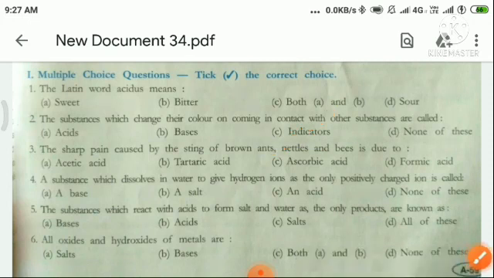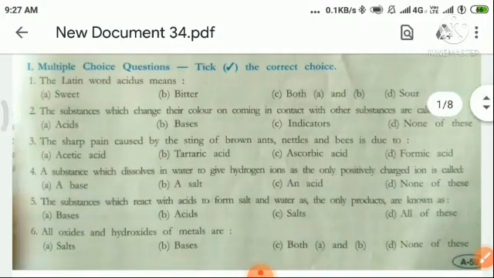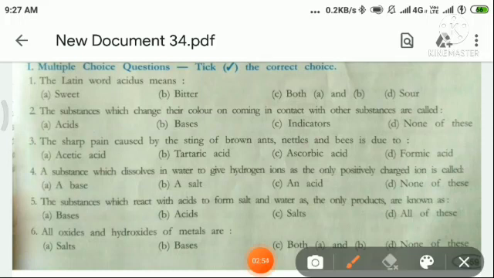Next, the sharp pain caused by the sting of brown ants, nettles and bees. Why is a sharp pain caused when ants or bees sting us? We all know it is due to an acid. The sting of ants and bees contains which acid? It is formic acid. So the answer is D.